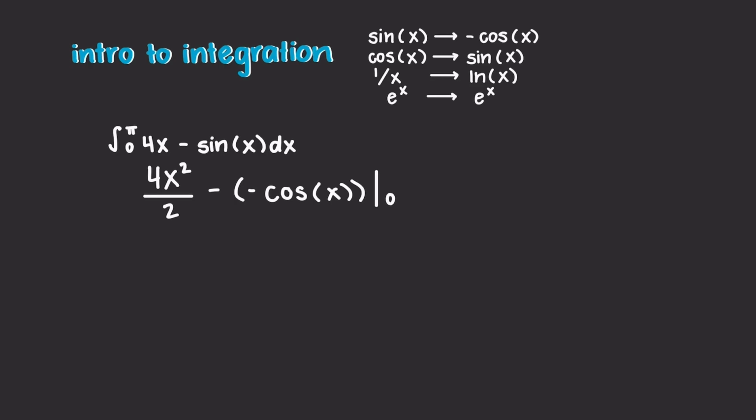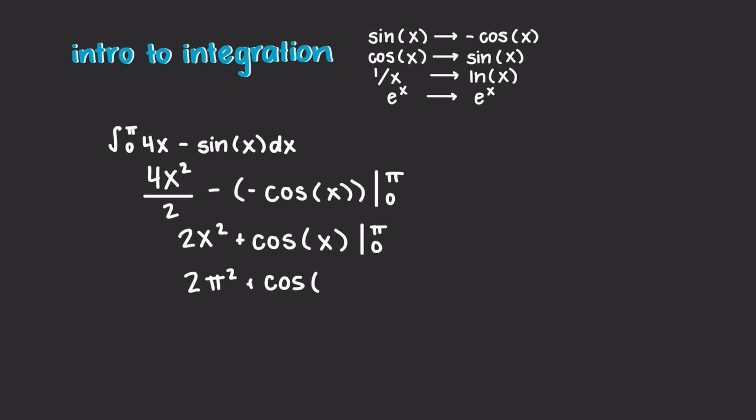Okay, and it's going from 0 to pi. So let's simplify this a little bit. It's going to give us 2x squared plus cosine of x from 0 to pi. All right, let's plug and chug. So we plug pi in. That's going to give us 2 pi squared plus cosine of pi. Then we're going to subtract it by when we plug in 0. So 2 times 0 squared plus cosine of 0.